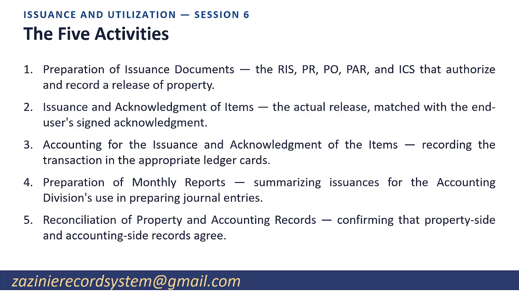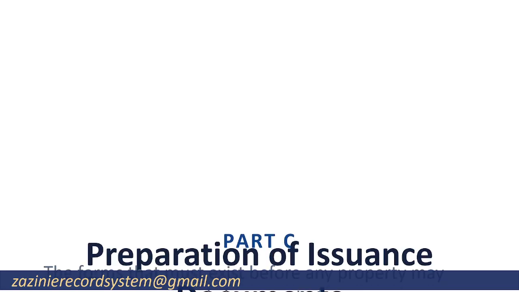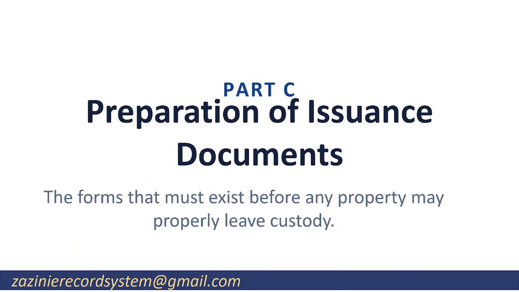Now, in a bit more detail. These 5 steps are not just a checklist, they are a genuine sequence. Each one depends on the one before it. Documents come first, because nothing can be issued without them. Reconciliation comes last, because it confirms everything upstream actually happened correctly. Next slide. Part C, preparation of issuance documents.